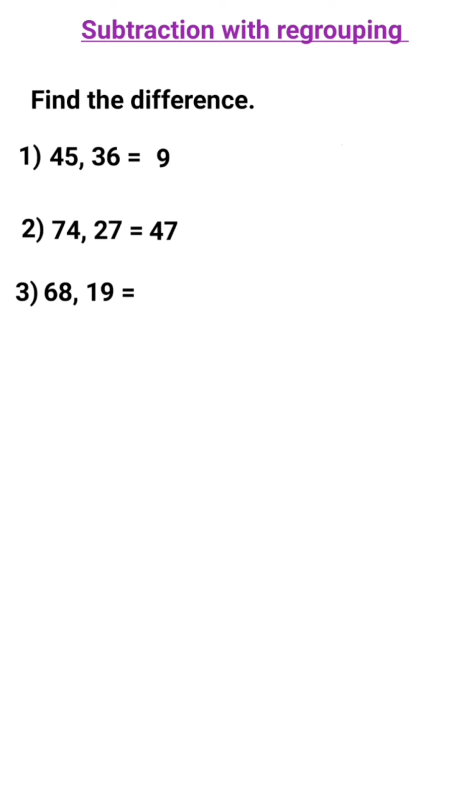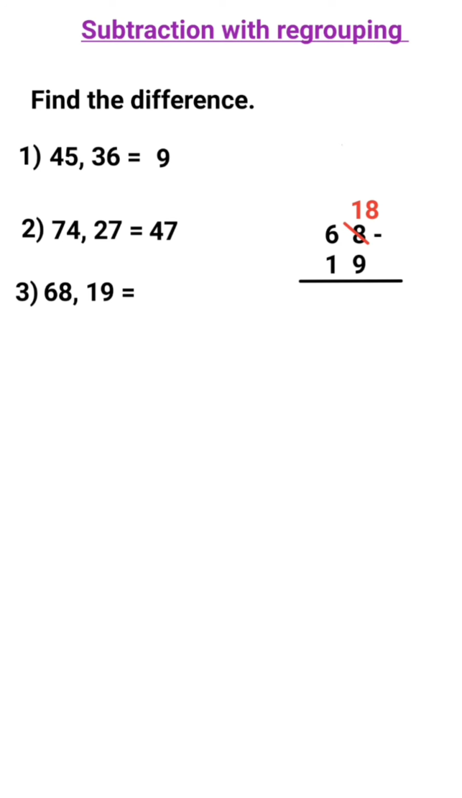68 and 19. So let's find the difference. Here we have 8 in the ones place, and in 19 we have 9 in the ones place. So we can't subtract 9 from 8. For that we should borrow 1 ten from the tens place. In the last question we put 1 before 4. So now we will write like this. We can cut off the 8 and write 18 above the 8.